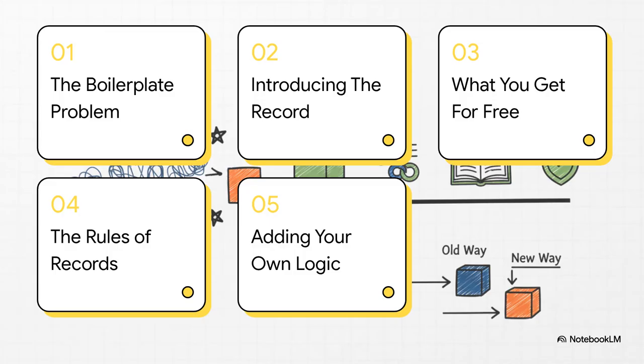All right, so here's how we're going to break this down. First, we've got to understand the problem: all that endless boilerplate code. Then we'll introduce the solution, the record. We'll see what you get for free, what rules you have to play by, and, believe it or not, how you can still add your own special logic.